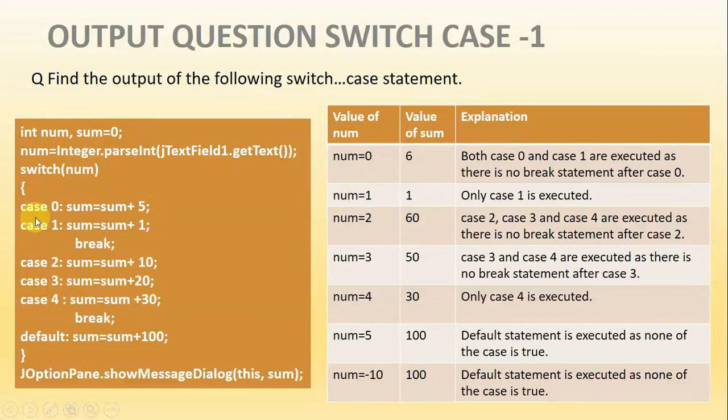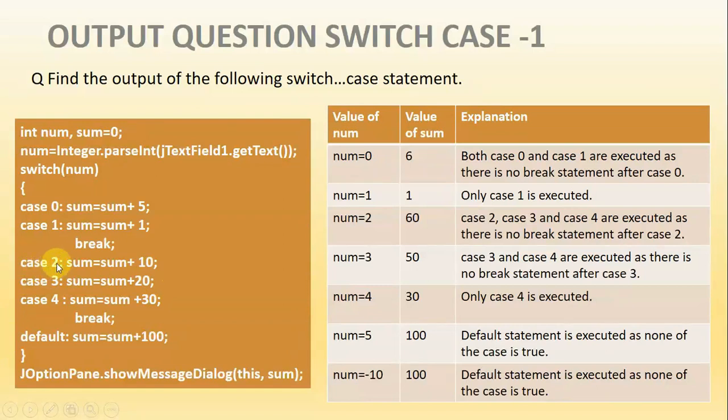Now if the value of num is 1, then we will come to this case, as this case is true. So it will come to this statement, sum equal to sum plus 1. So it will add 1 to sum and the value of sum is 0. So 0 plus 1, which is 1. And then it immediately encounters the break statement. So it will come out of the switch to this statement. You can see this statement. So the value of sum will remain 1.